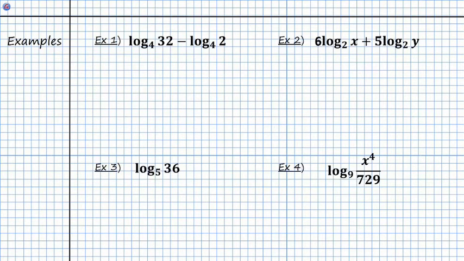All right, so let's look at some examples. Let's start practicing our actual properties. So I have log base 4 of 32 minus log base 4 of 2. Well, that's going to be our quotient rule, our quotient property, right? So this can be rewritten as log base 4 of 32 divided by 2, or in other words, this is log base 4 of 16, and if we evaluate this, this is 2.